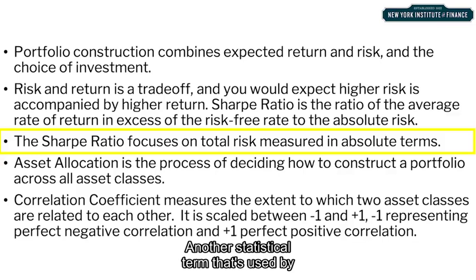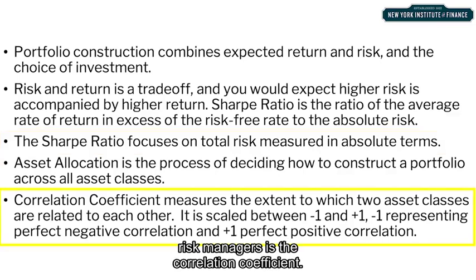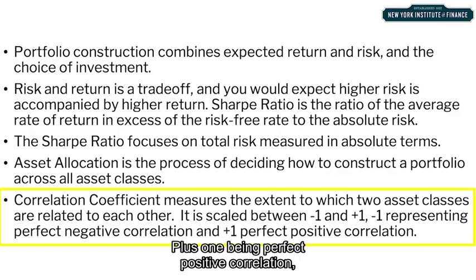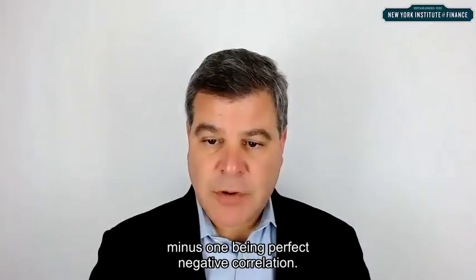Another statistical term that's used by risk managers is the correlation coefficient. What the correlation coefficient measures is how related assets are to one another. The correlation coefficient goes on a scale of +1 to -1, +1 being perfect positive correlation and -1 being perfect negative correlation.